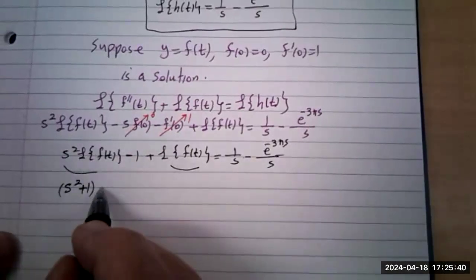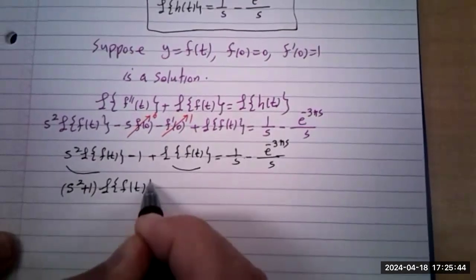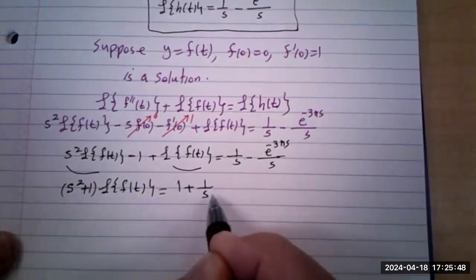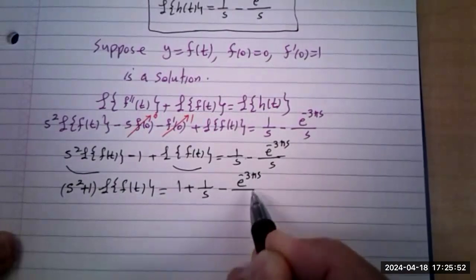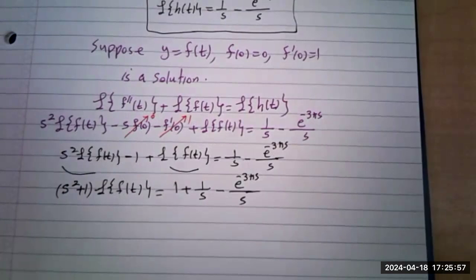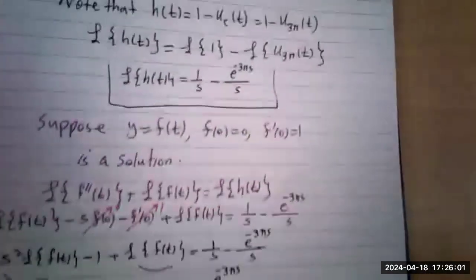So move the 1 to the other side. So Laplace of f of t, on the other side, we get 1 plus 1 over s minus e to the negative 3 pi s over s. Okay, that is what we get so far. Now divide both sides by s squared plus 1.